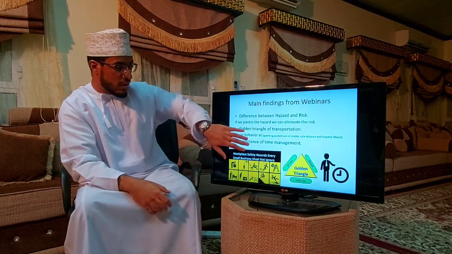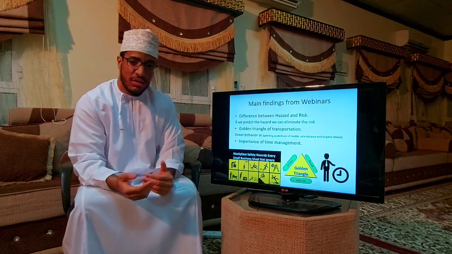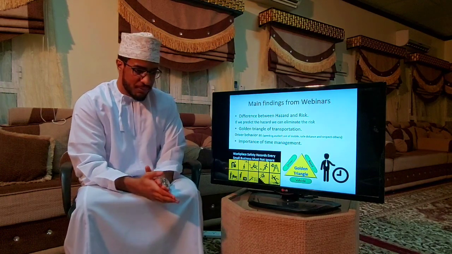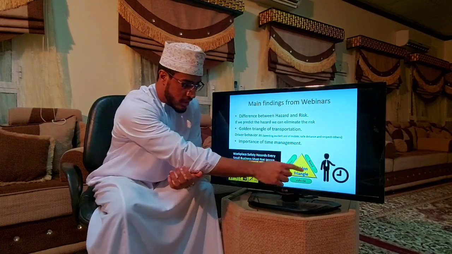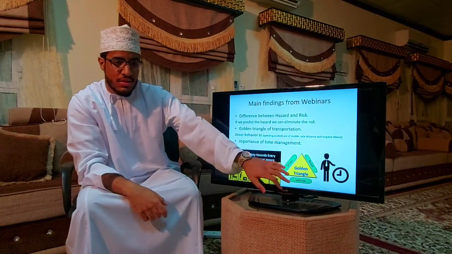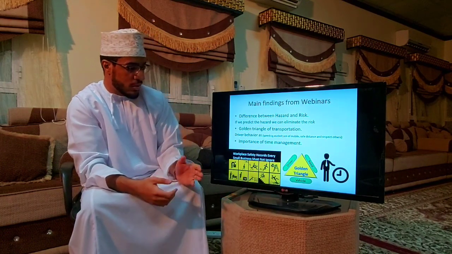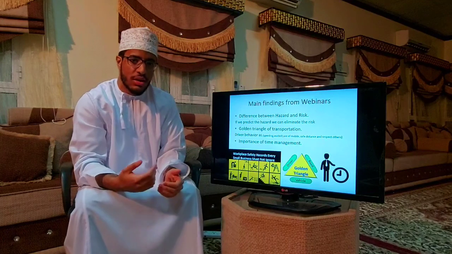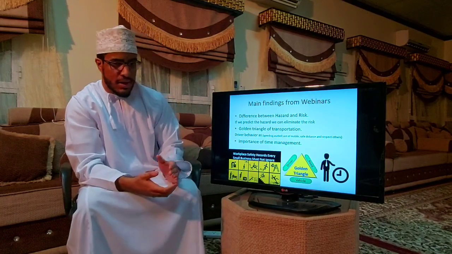Then the golden triangle for transportation. What does it mean? In transportation, there are three main elements: driver, road and vehicle. If one of the elements is missing, it will affect the safety of the transportation. The driver must not use the phone, must wear a seat belt and focus while driving. Also, there are some hazards on the road.